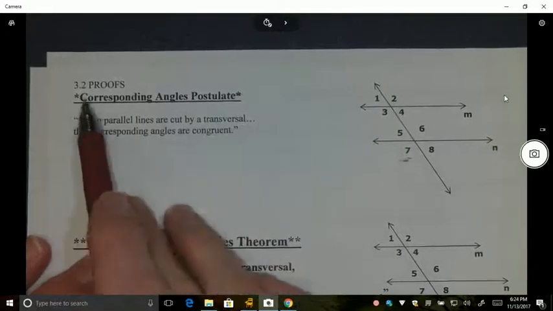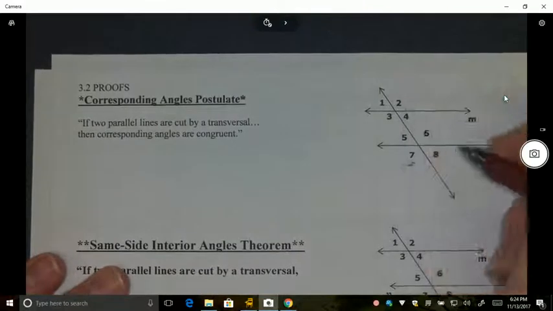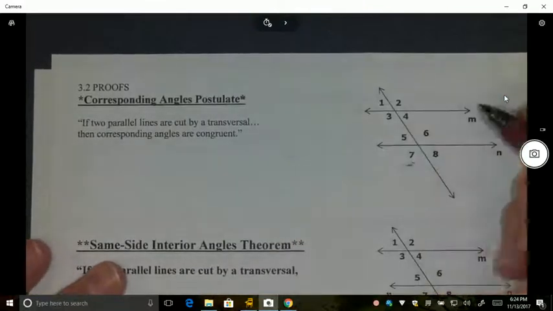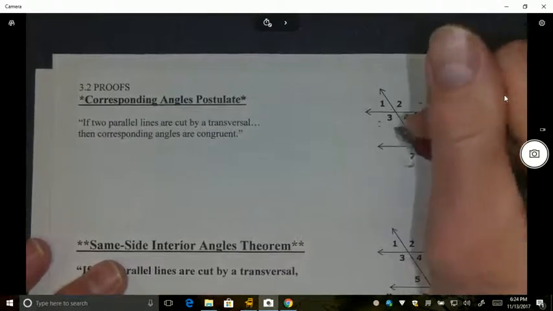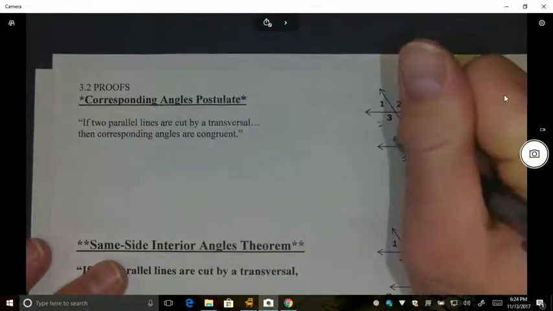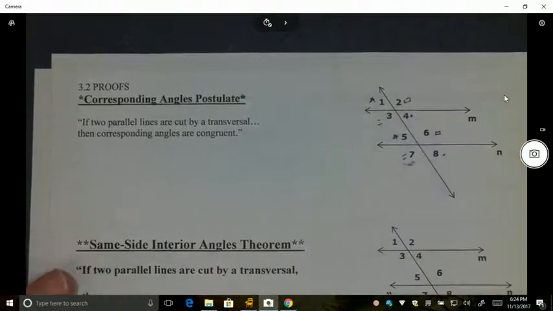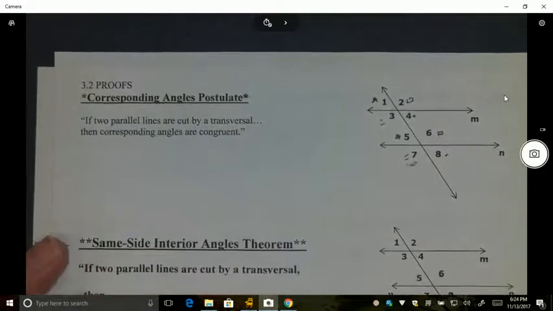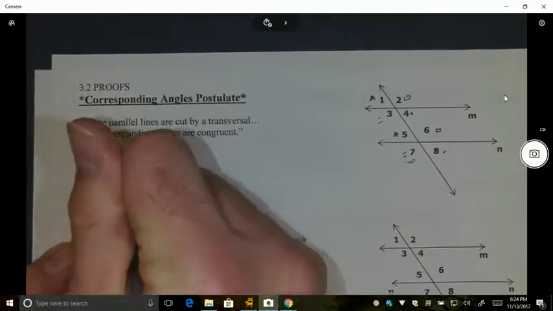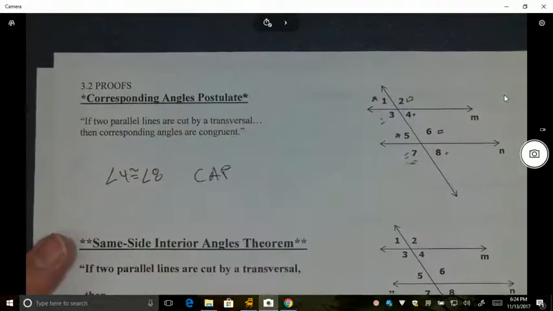So using this postulate in a proof, I could simply say any sets of the corresponding angles, remember the corresponding angles make the letter F, so 4 and 8, 3 and 7, 5 and 1, or 2 and 6, that any of them are congruent using the corresponding angles postulate. So I could say angle 4 is congruent to angle 8 by the corresponding angles postulate.